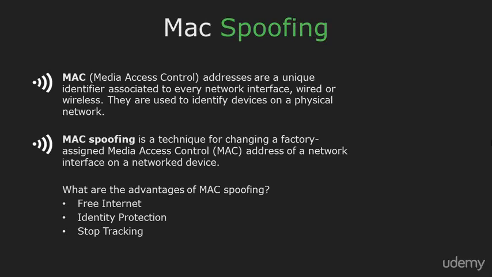But to understand how MAC spoofing works, you need to know what a MAC address is. A MAC address, also called a media access control address, is a unique ID number that is given to your network adapter. In simple terms, it is a serial number, and it cannot be changed permanently. MAC spoofing is a technique for changing the MAC address that your network interface appears to have. This change is temporary and cannot be permanent.